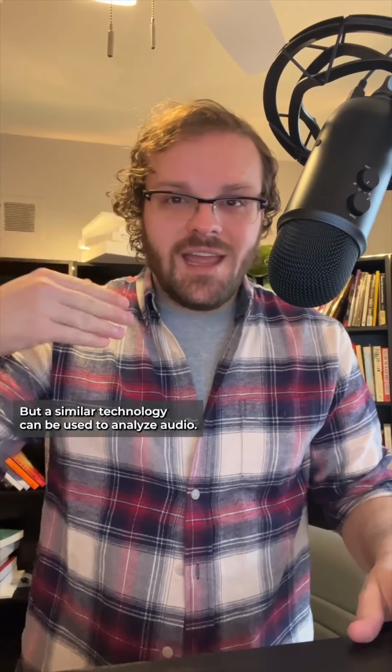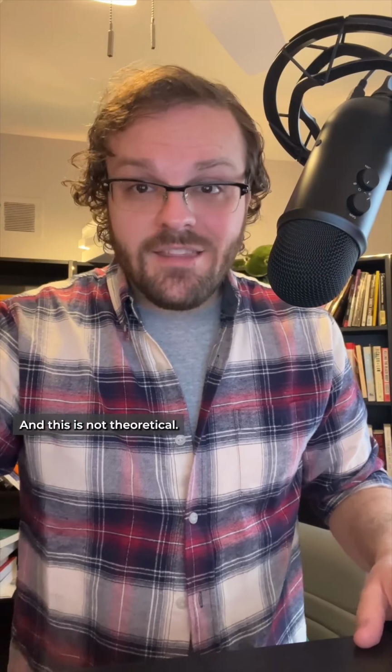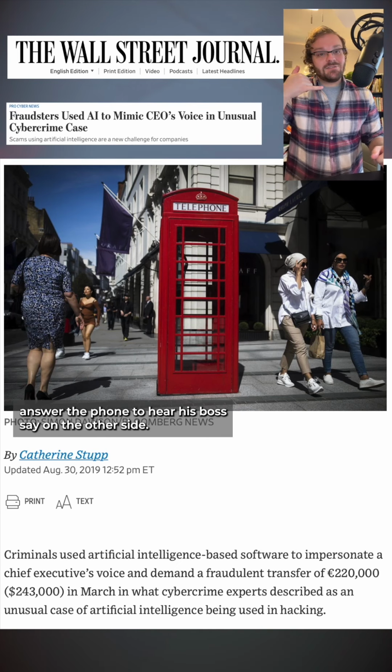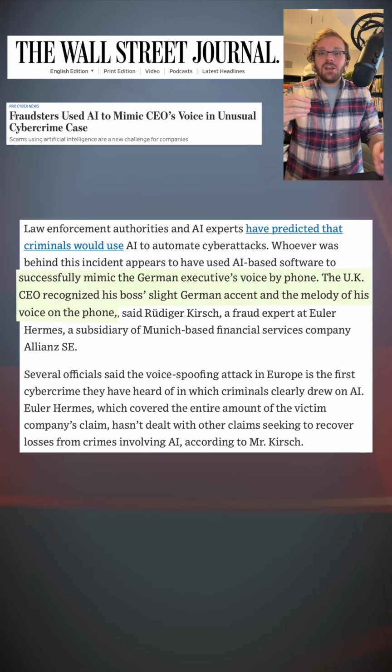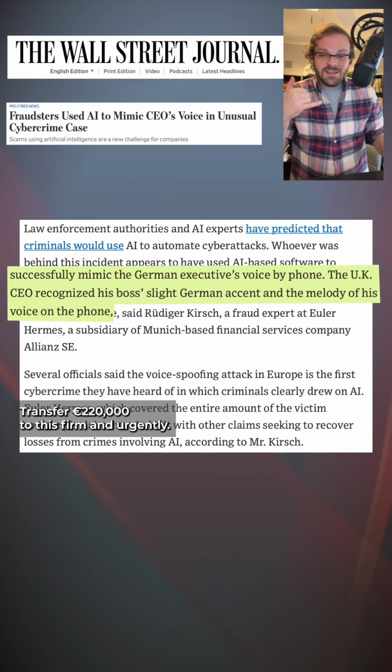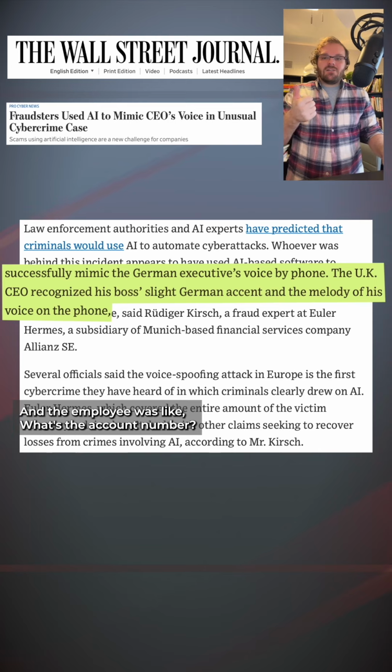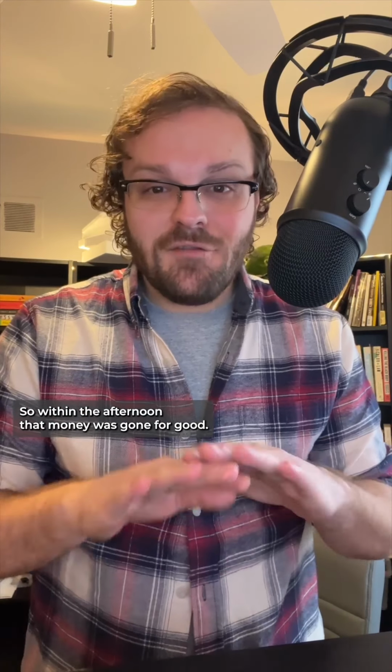But a similar technology can be used to analyze audio. And this is not theoretical. Like I mentioned in the beginning, in 2019, a company was called, the employee answered the phone to hear his boss say on the other side, transfer 220,000 euros to this firm and urgently. And the employee was like, what's the account number? I'm on it, boss. So within the afternoon, that money was gone for good.